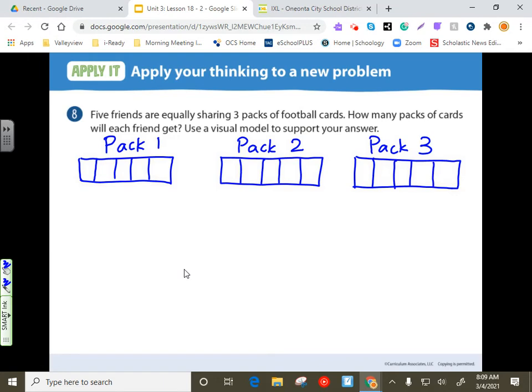So let's go with kid 1. Kid 1 gets 1/5 of pack 1, 1/5 of pack 2, and 1/5 of pack 3. And if we add those up, each kid will get 3/5 of a pack of cards. And that's how you can use a visual model to do it. So there's that. Let's go on to the next problem.